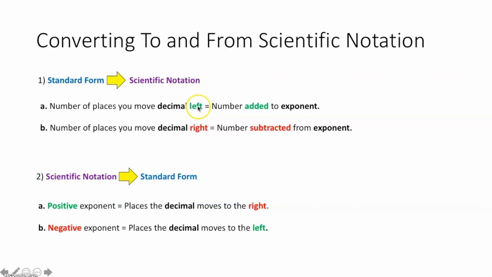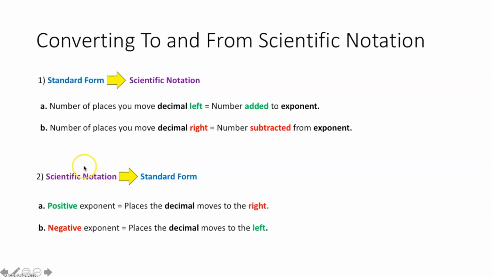Now, if you have to move that decimal to the left a certain number of places, you take however many places you moved that decimal to the left, and you add that to the exponent of 10, because you have a number times 10 to the n. If you have to move your decimal to the right in order to get your a to be between 1 and 10, however many decimal places you move to the right, you're going to subtract that number from the exponent of 10.